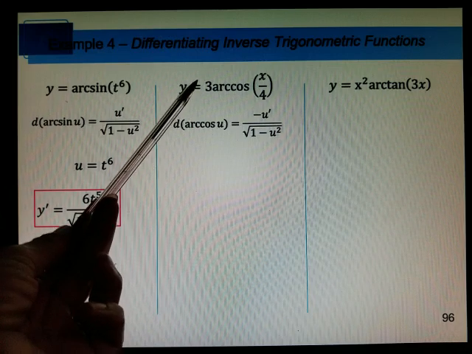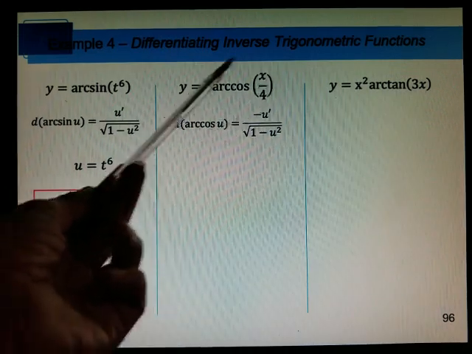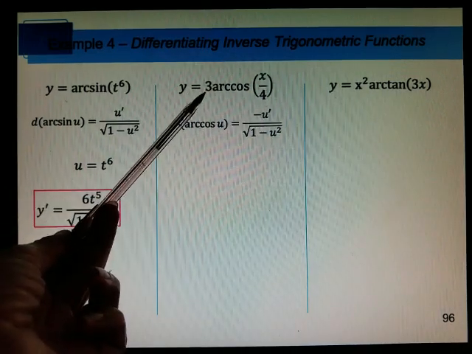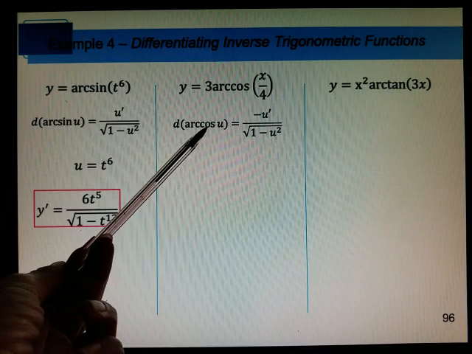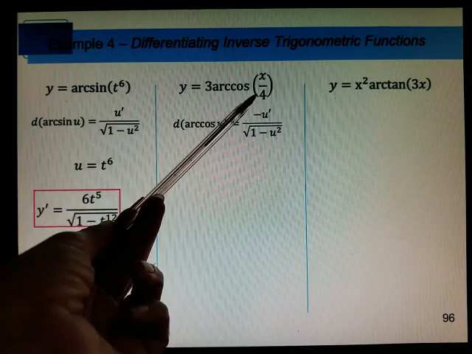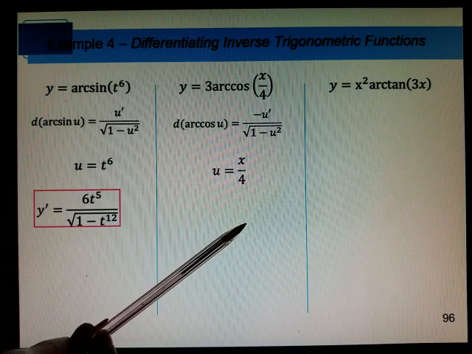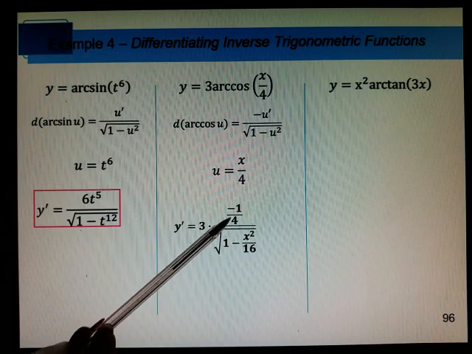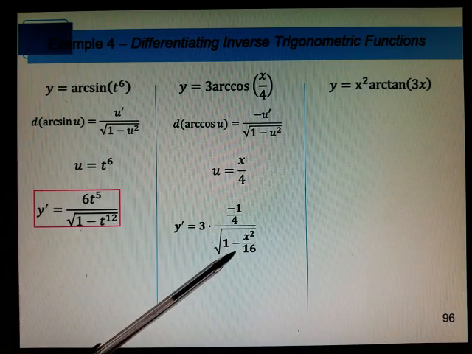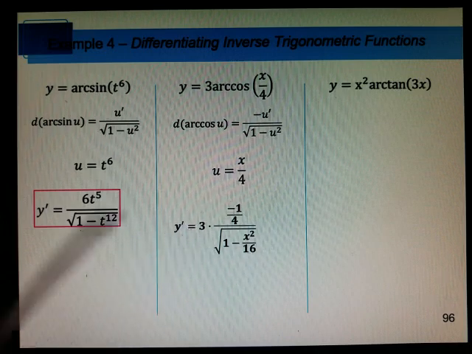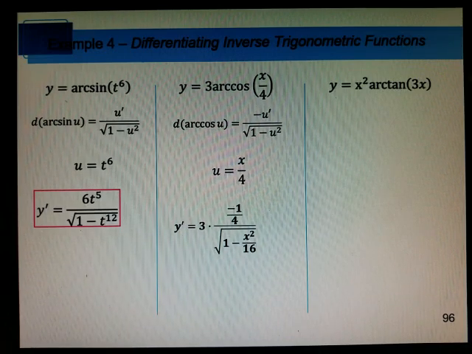So this one, I have 3 times the derivative of your arc cosine. Because that 3 is a coefficient, I need to use this arc cosine rule. So my u is 1/4 of x. So its derivative would be 1/4. So this would be a negative 1/4. Boom. 1 minus my u squared. But guys, I can't have fractions within fractions. We got to figure out how to work that.